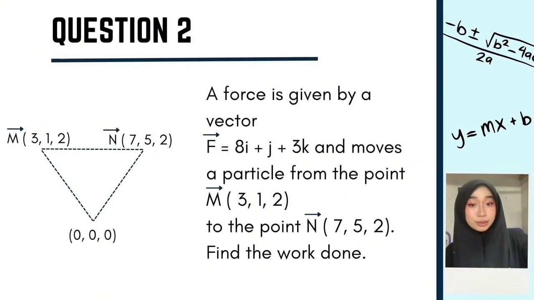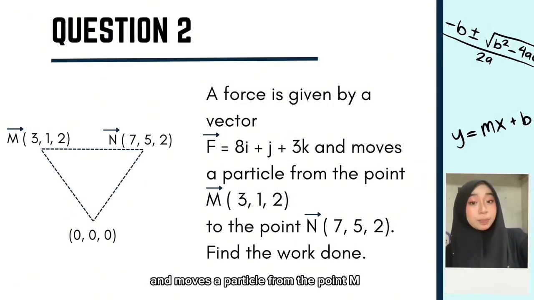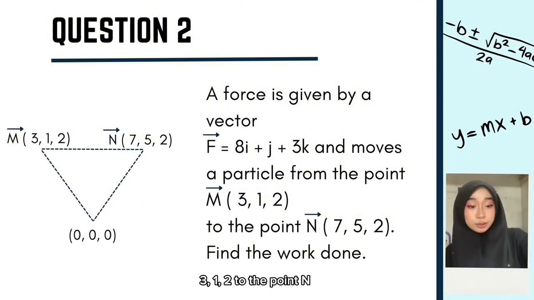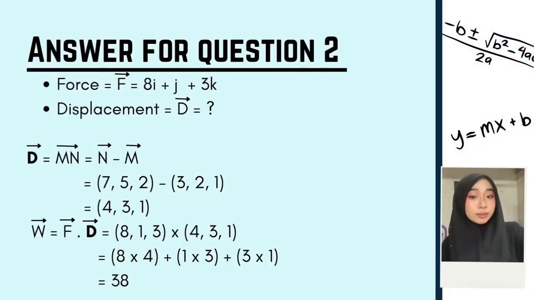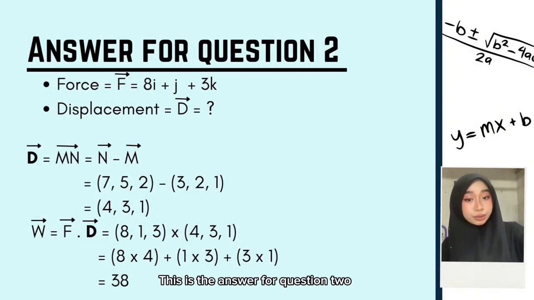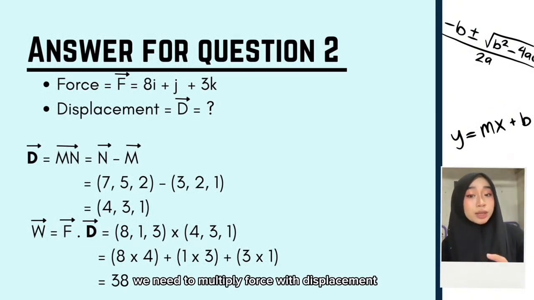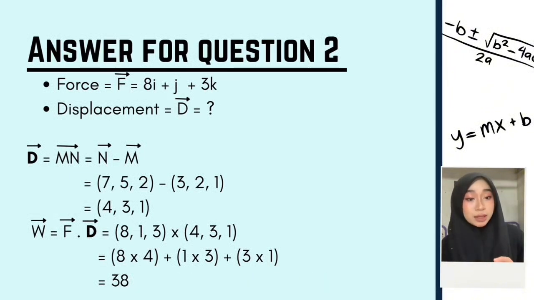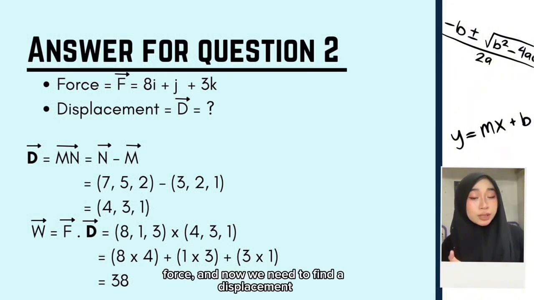Next, question 2. A force is given by a vector F equal to 8i plus j plus 3k and moves a particle from the point M(3,1,2) to the point N(7,5,2). Find the work done. This is the answer for question 2. We know that if we want to find work, we need to multiply force with displacement. We already know the force, and now we need to find the displacement.